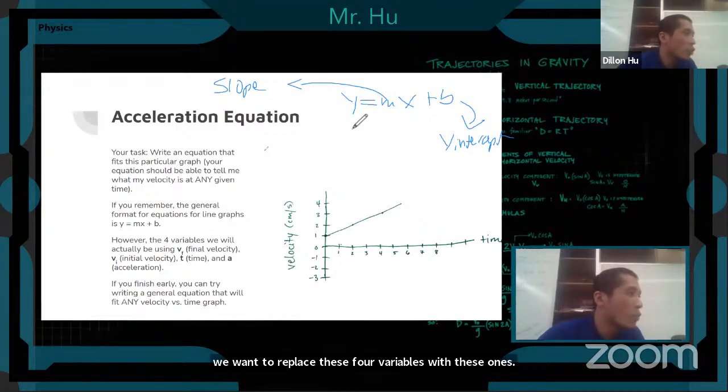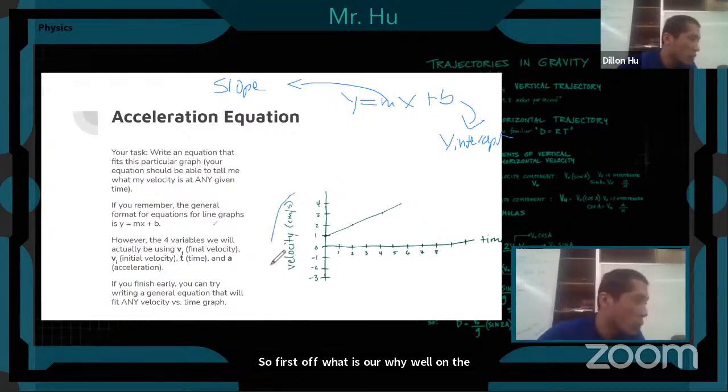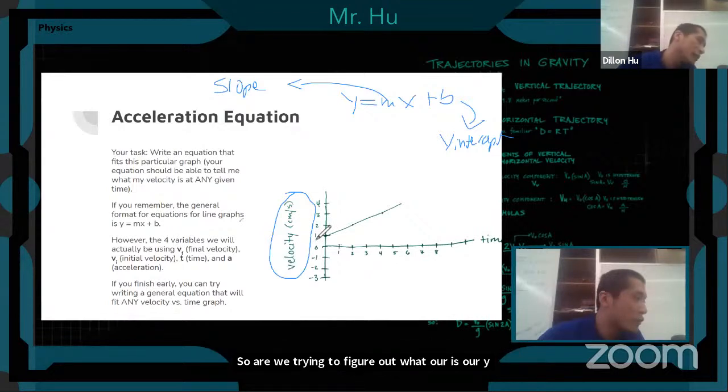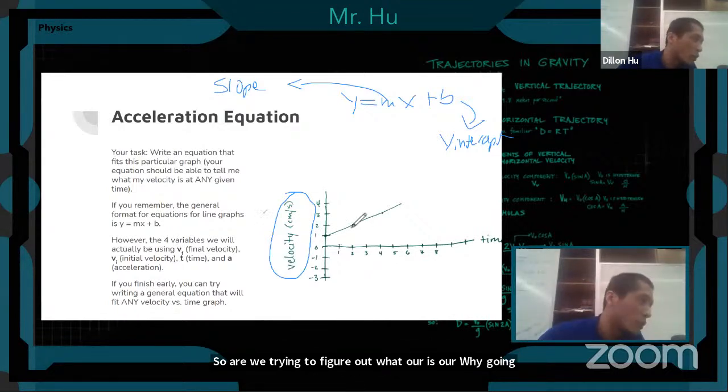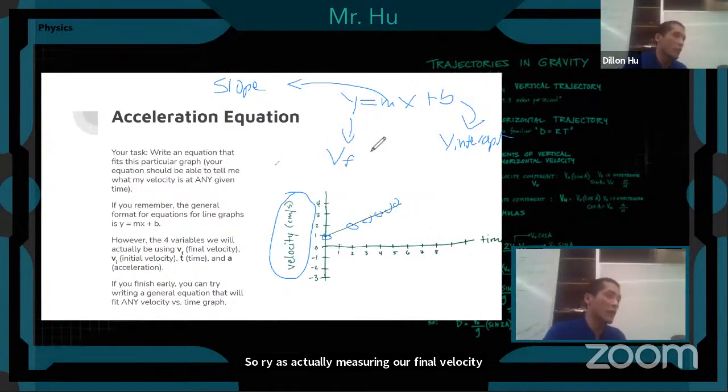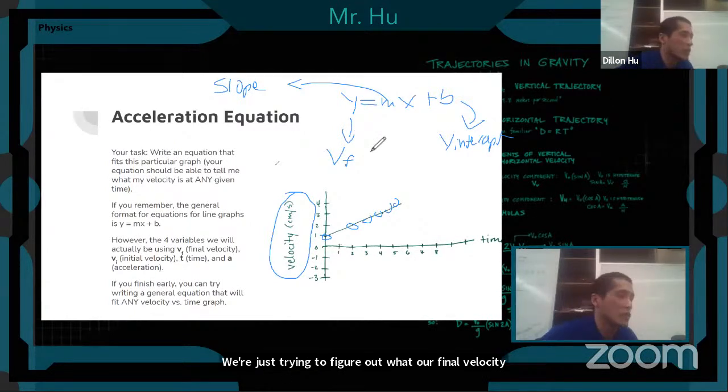So first off, what is our y? Well, on the y-axis here, we're measuring our velocity, so we know it has to be either vf or vi. Is our y going to be our final velocity, or is it going to be our initial velocity? Well, our initial velocity is here, and that always stays the same, whereas our final velocities are changing. So our y is actually measuring our final velocity. We're basically trying to figure out what our final velocity is, that's what we're solving for, essentially. So this is going to be our y.